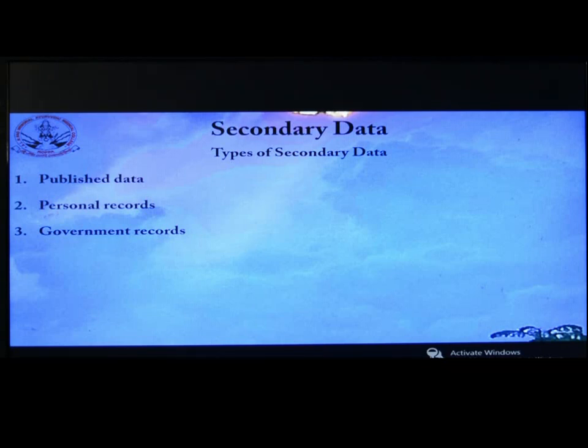Second one is personal records. These are unpublished data present in the form of letters, diaries, notebooks, etc. The best example we have seen is the great mathematician Ramanujan, whose name was not known to anyone throughout the world, but one of the mathematicians from the UK saw all his personal records, and after that he made arrangements so that people could know about Ramanujan as a great mathematician. Then there are government records. These are in the form of survey records, census, vital statistical reports, etc.